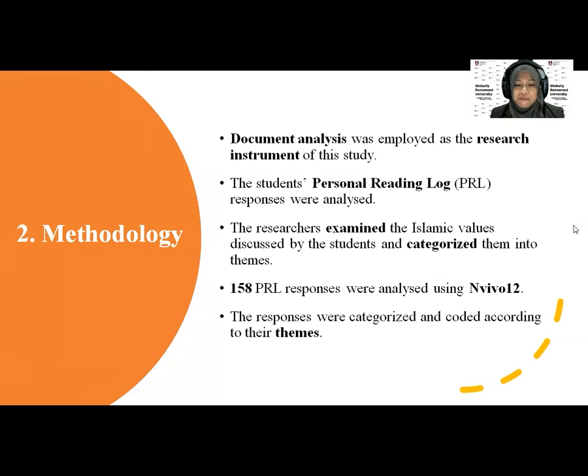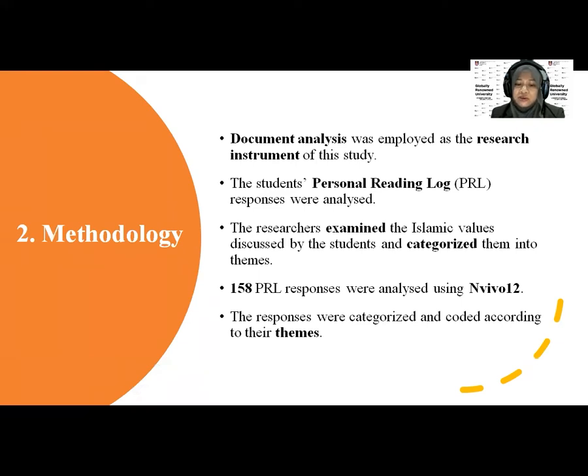Document analysis was employed as the research instrument of this study. Document analysis was done by scrutinizing students' personal reading log responses in terms of the Islamic values discussed. Convenience random sampling was employed as students who are undertaking integrated language skills reading, ELC 151, were chosen.